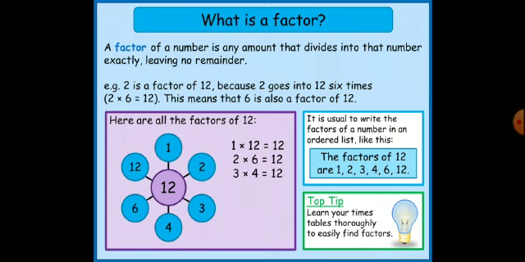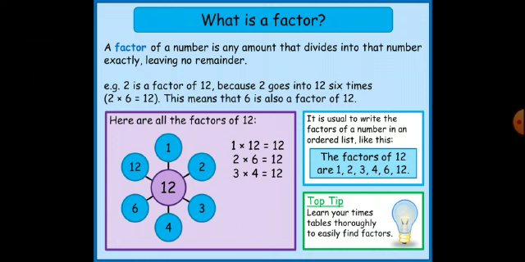What is a factor? A factor of a number is any amount that divides into that number exactly, leaving no remainder. For example, 2 is a factor of 12. 6 is also a factor of 12 because 2 goes into 12 6 times. So 2 sixes are 12. Here are all the factors of 12. 1 twelve is 12, 2 sixes are 12, 3 fours are 12.